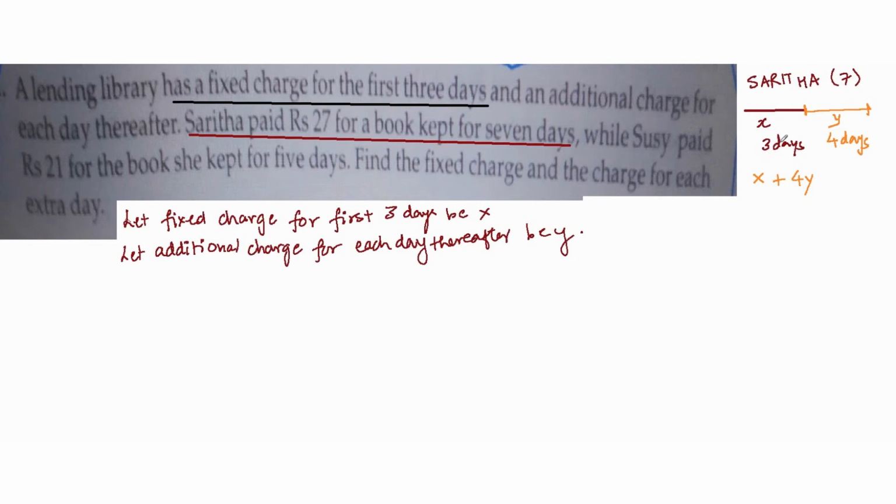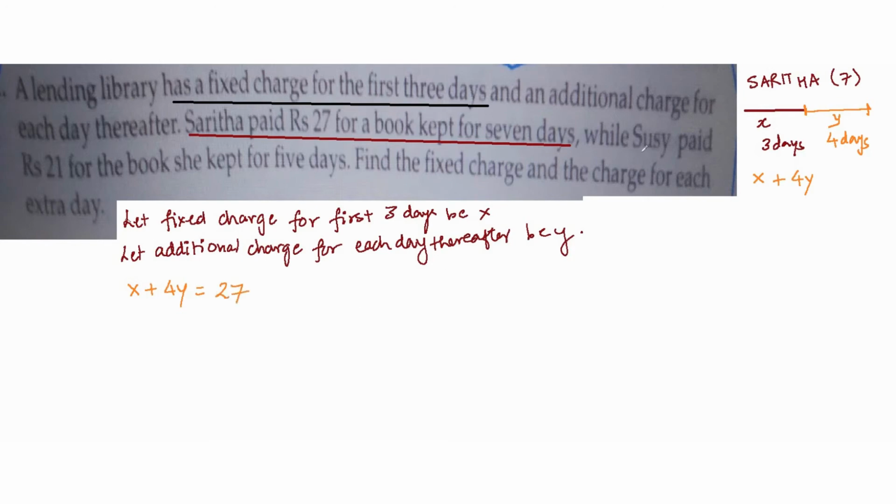For the first 3 days the charge is X. Whether you borrow the book for just 1 day or for 2 days or for 3 days, you have to pay X rupees. So that is fixed. Now beyond that, for 4 days she will be charged 4Y. So we can say that X plus 4Y is equal to rupees 27.